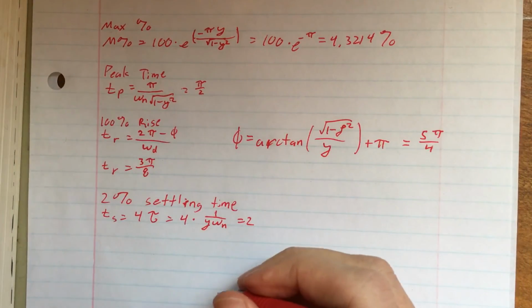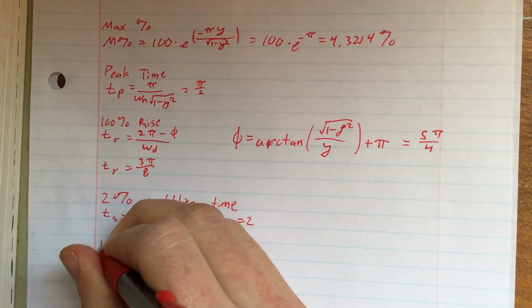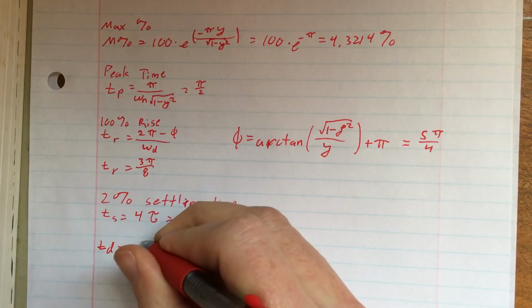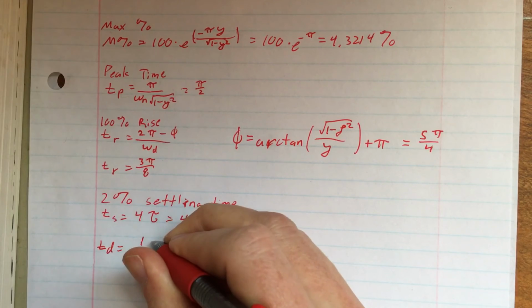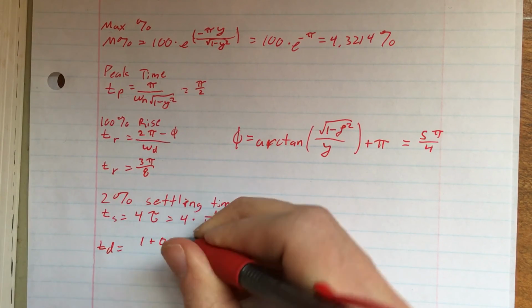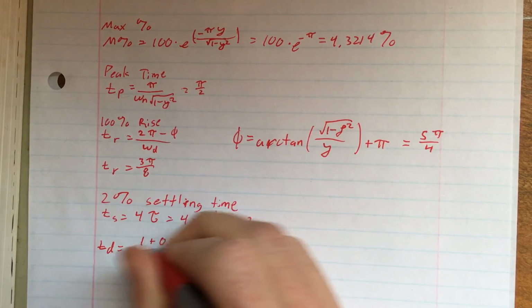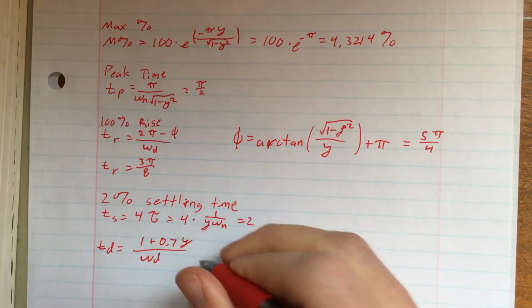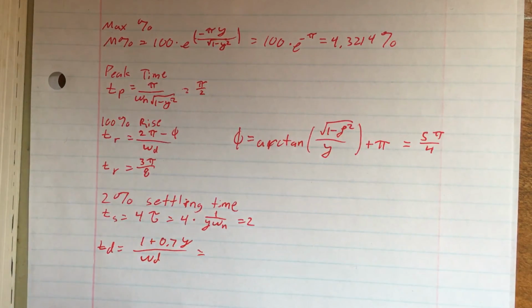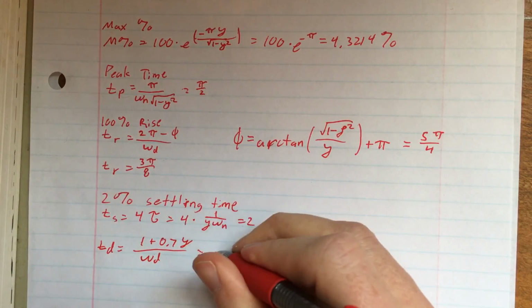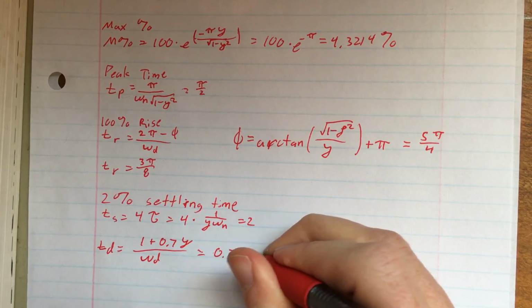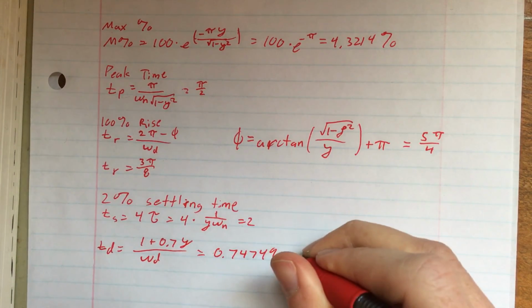And then finally, we need to find the delay time. So that's just given to us from this table again as 1 plus 0.7 times zeta over the natural frequency. And just plugging the numbers and calculating that gives you 0.74749 seconds.